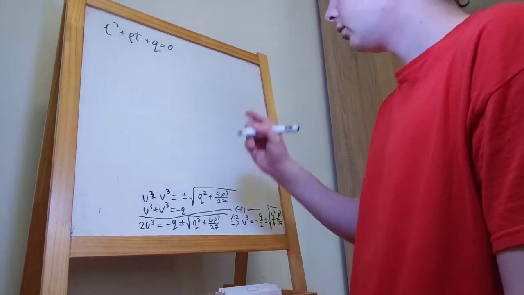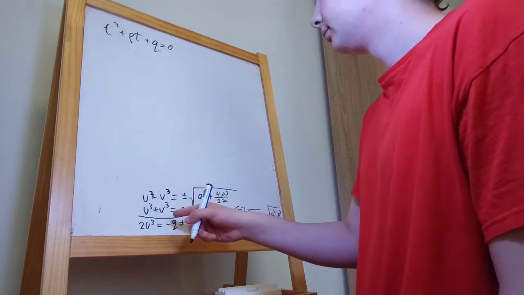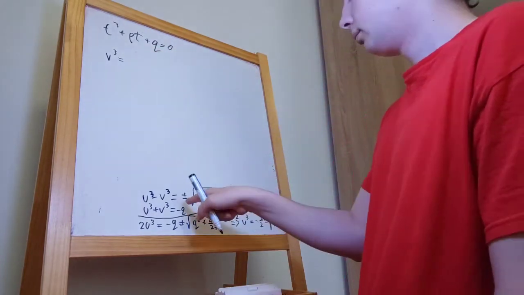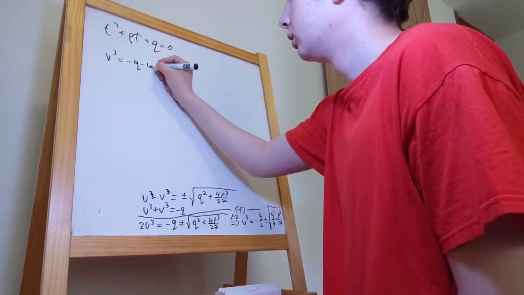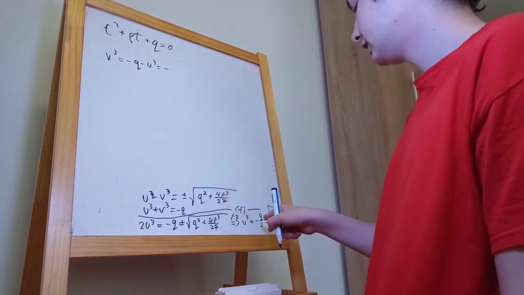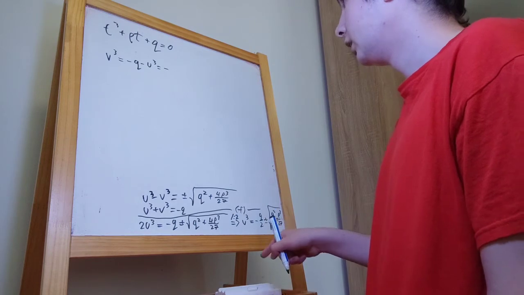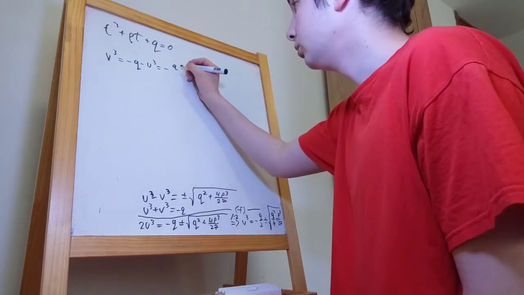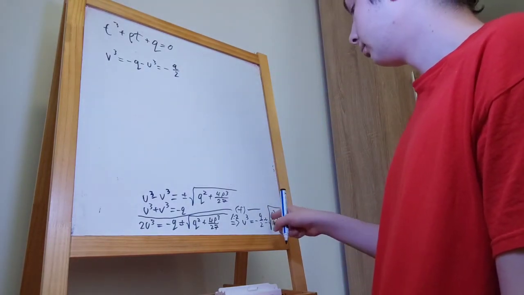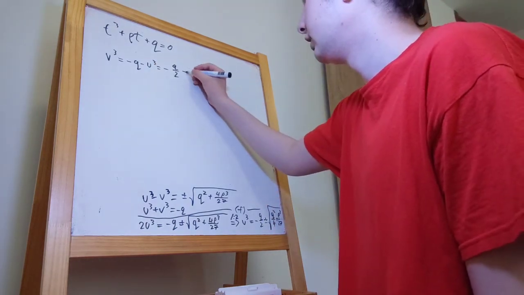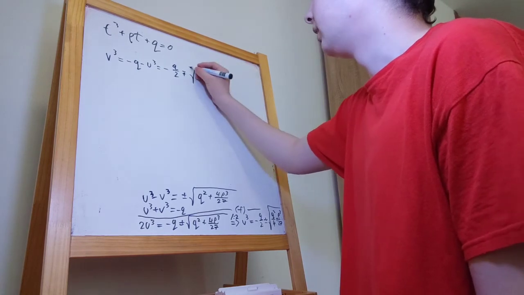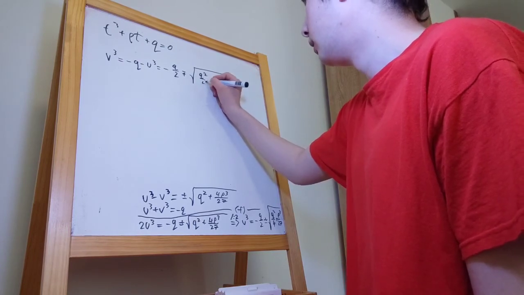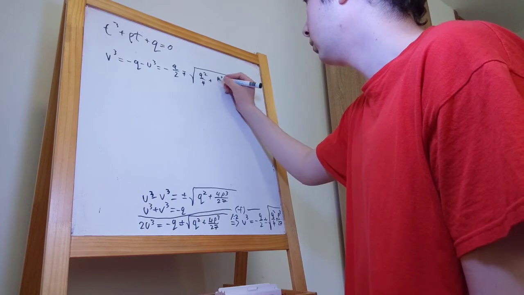Alright, and now notice v cubed. So v cubed is equal to minus q minus u cubed, which is equal to minus, let's see, minus q over 2, that's minus q plus q over 2, that's minus q over 2, and then minus plus, since we have a minus the sign changes, minus plus the square root of q squared over 4 plus p cubed over 27.